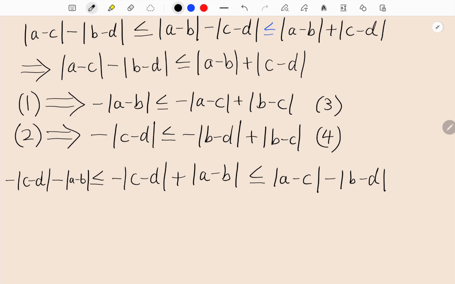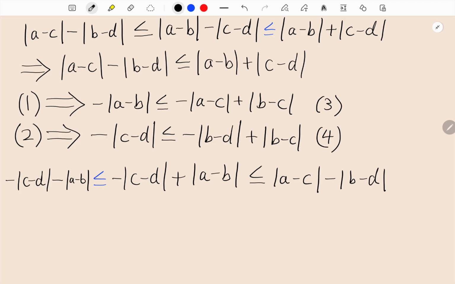So if we read from left to right, it'll be the negative absolute value c minus d minus absolute value a minus b is less than or equal to negative absolute value c minus d plus absolute value a minus b. So this is that. This is what I deduced.